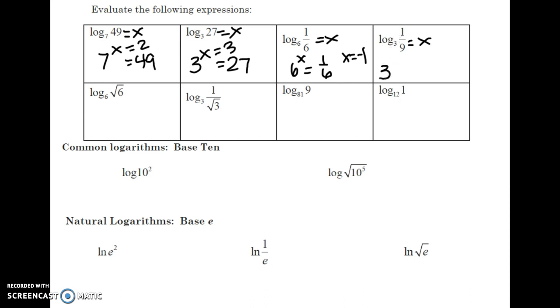So 3 is my base. Then I switch. X equals 1/9. So let's see. How do I turn 3 into 1/9? Well, I need to square it, but it's also going to have to be negative because it's a fraction.